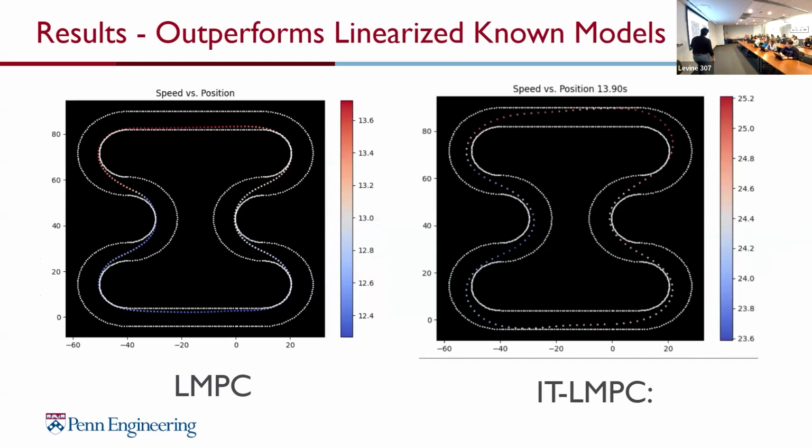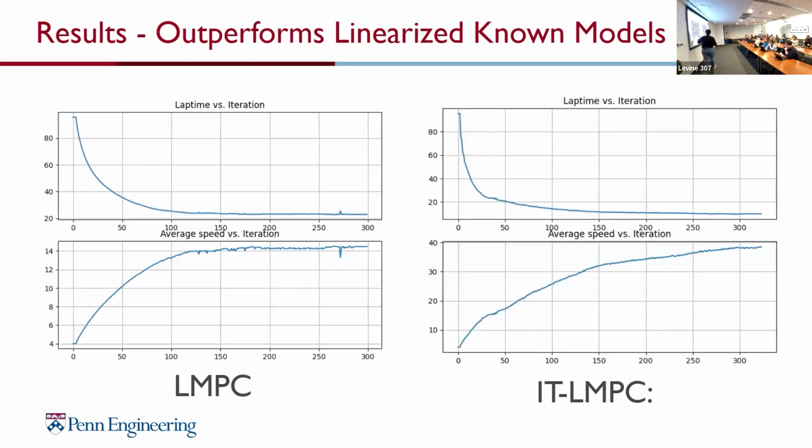Additionally, we outperform MPC-based LMPC, where we linearize a known model. So we can see that we can push for a lower lap time at higher speeds as compared to LMPC. We can see in more detail in this graph. On the left, we can see that the LMPC hovers around 22 seconds of lap time, whereas the IT-LMPC, which is the method we're proposing, can break the 20-second lap time and achieve high speeds of around 40 meters per second.